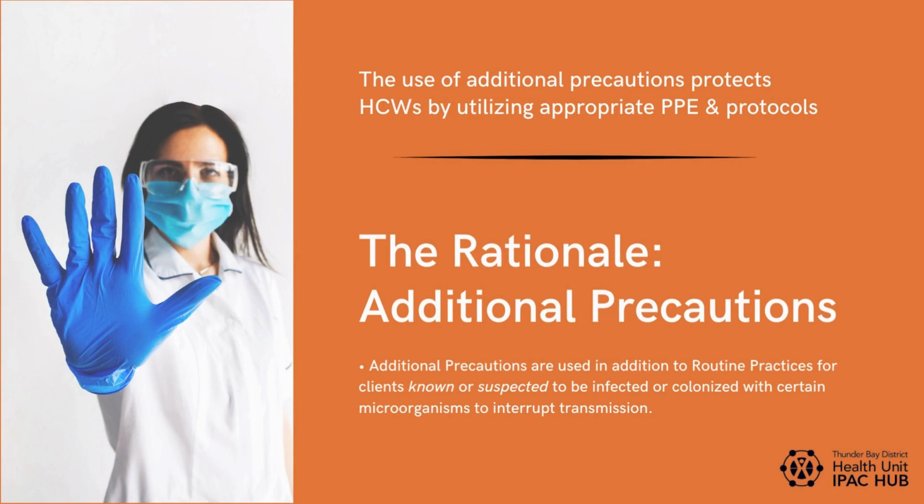Now we'll take a look at additional precautions. Additional precautions are used in addition to routine practices for clients known or suspected to be infected with certain microorganisms. Additional precautions interrupt the known or suspected modes of transmission. Typically, additional precautions are added when a client is experiencing symptoms, for example, respiratory symptoms or gastric symptoms such as diarrhea, or they are diagnosed with a known infectious disease, such as MRSA or VRE, or the client has had an exposure to certain infectious agents, such as norovirus, influenza, or COVID-19.